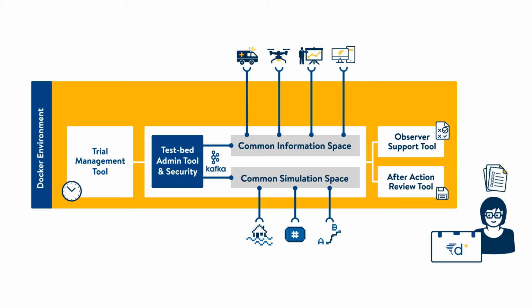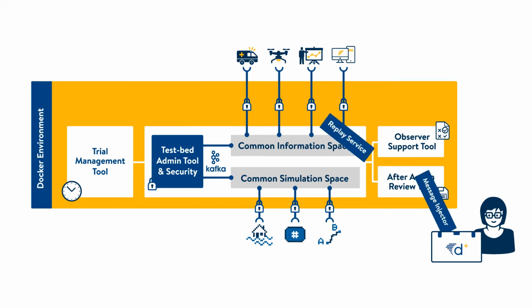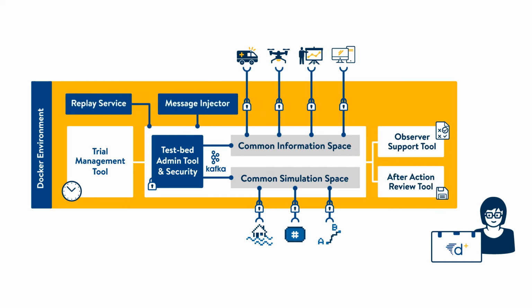By using Avro schemas, you make sure that all messages are correctly specified. The admin tool also allows you to add security to the infrastructure and its connectors. To test these connections, you can use the message injector and the replay service. The message injector allows you to send a single message to a solution or simulator, so you can check that your application performs as expected.